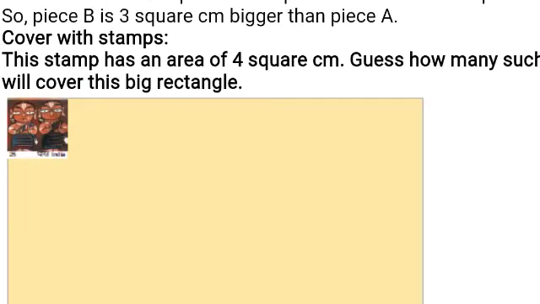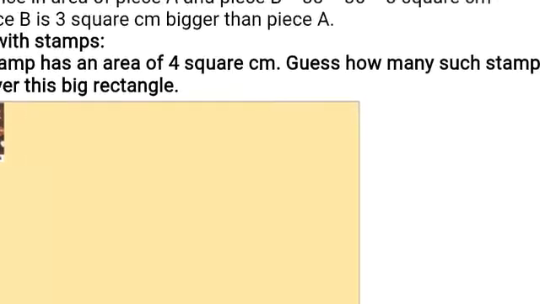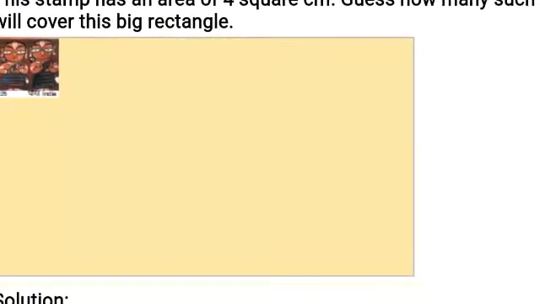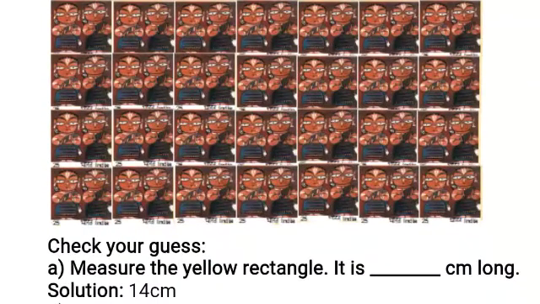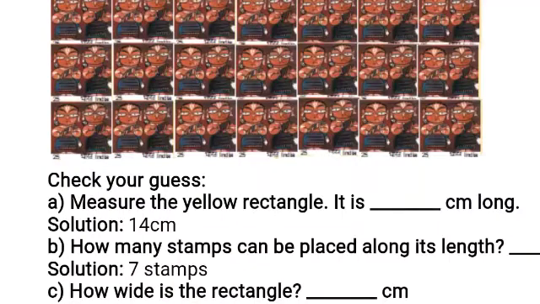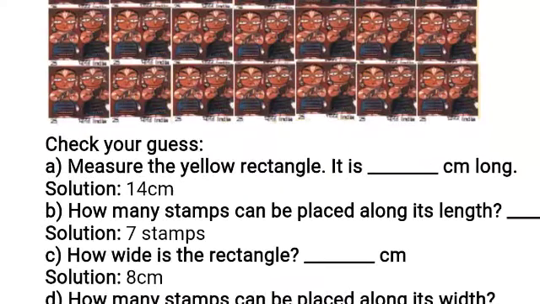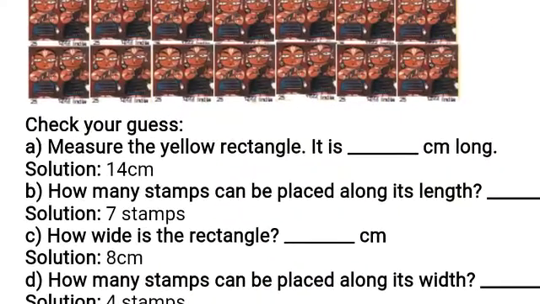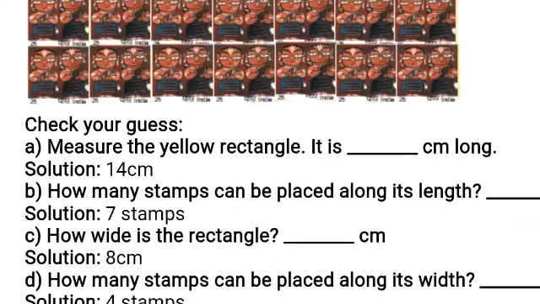Cover with stamps. This stamp has an area of 4 square centimeter. Guess how many such stamps will cover this big rectangle. Like this you can arrange it. Measure the yellow rectangle. It is 14 centimeter long. How many stamps can be placed along its length? So 7 stamps can be arranged.